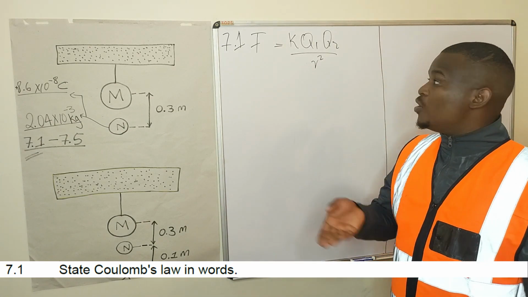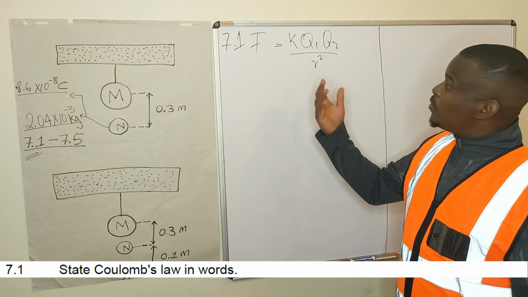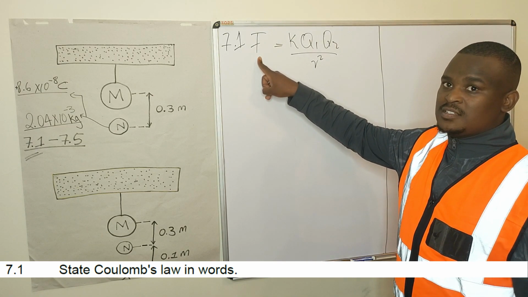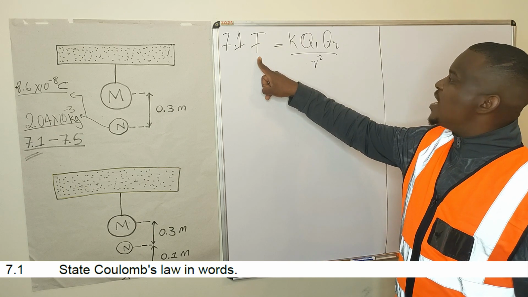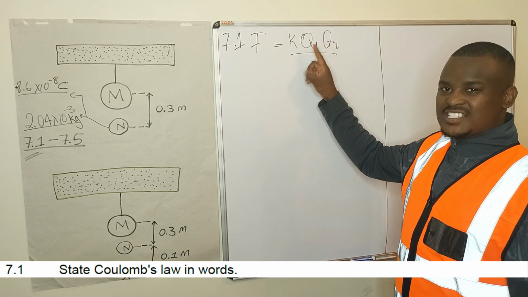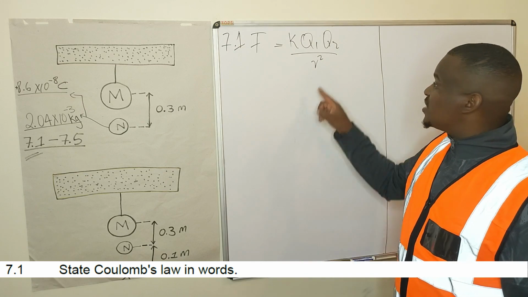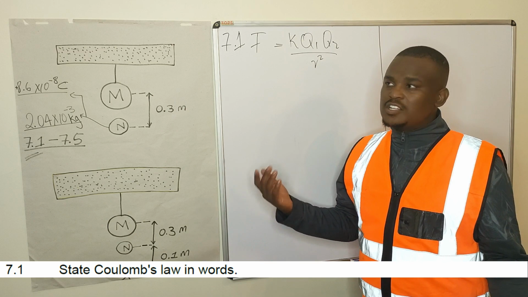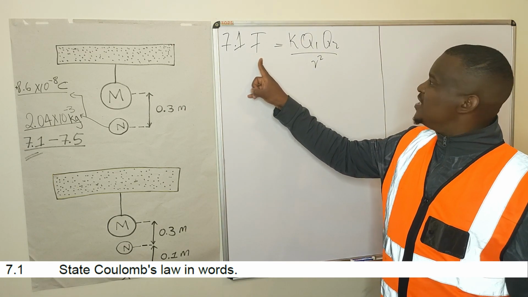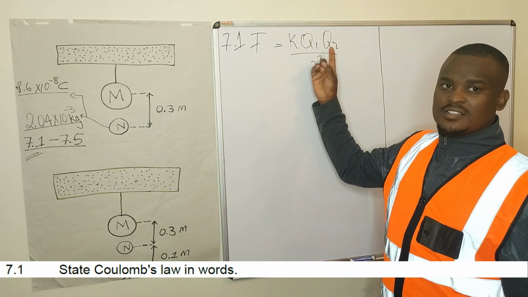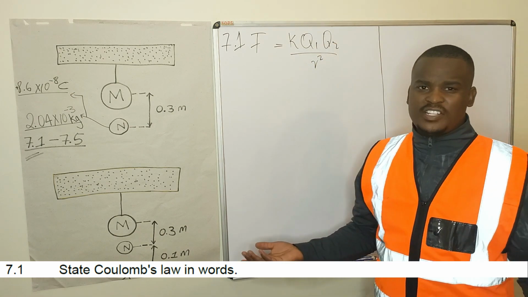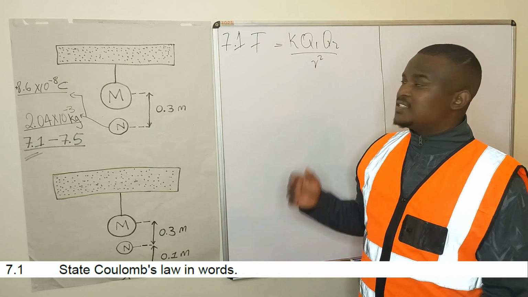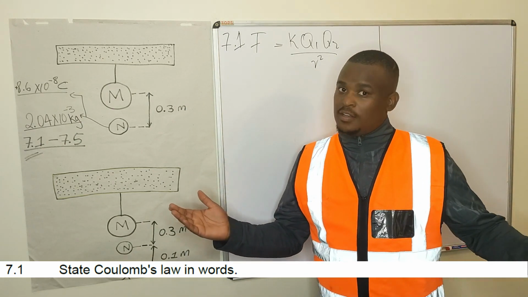You can state Coulomb's law by looking at it like this. Coulomb's law states that the electrostatic force between two charges is directly proportional to the product of these charges and inversely proportional to the square of the distance between them. That's Coulomb's law. I'm not going to write it down. Straightforward. Let's go to the next one.